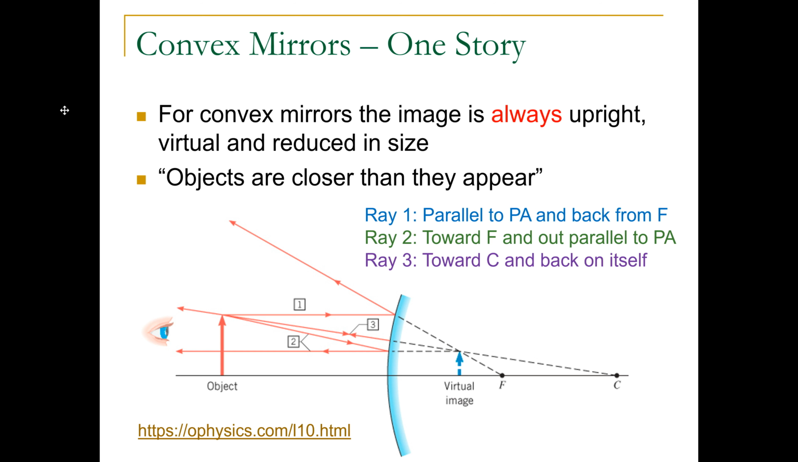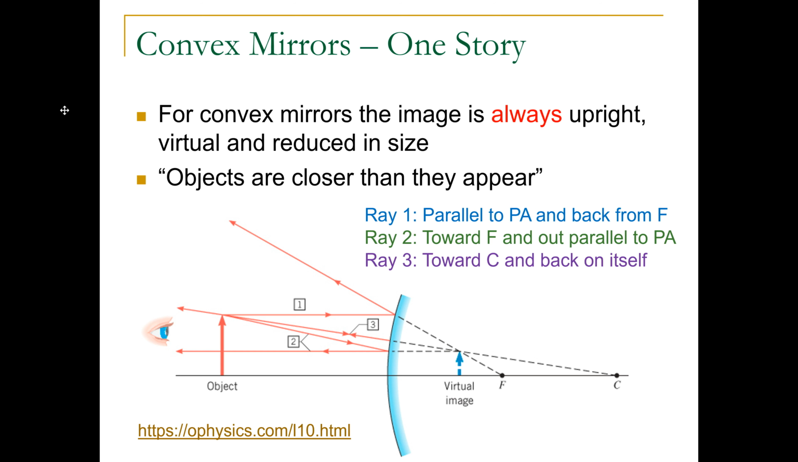You may have seen that on the side mirrors of your car. The good thing about them is that they provide a wider field of view. So they make things smaller, but they allow you to see more. So they allow you to see more into what would be the blind spots on a car.